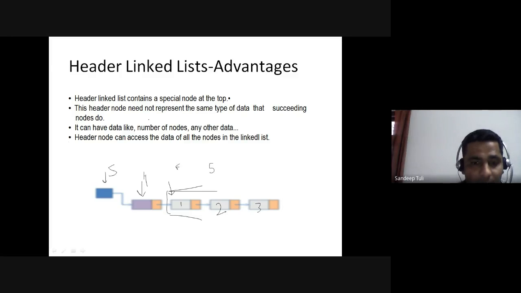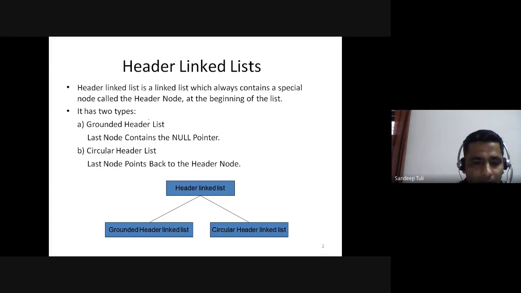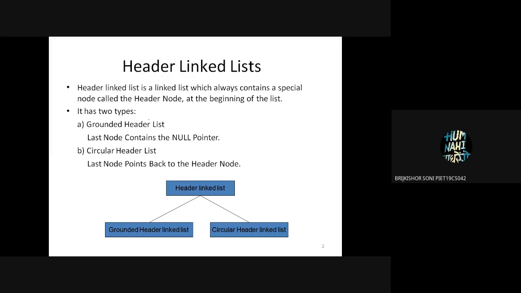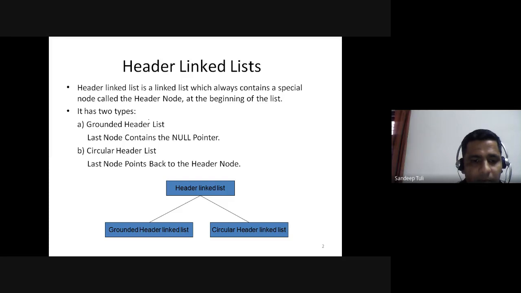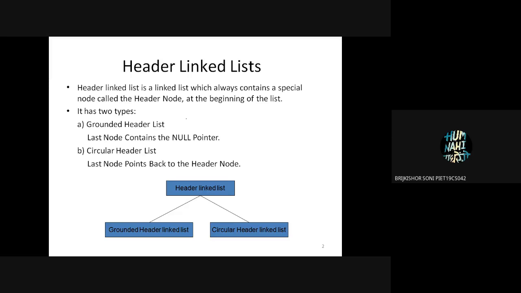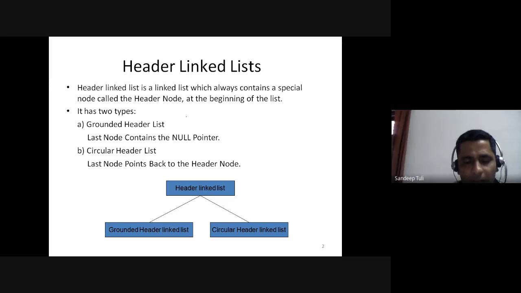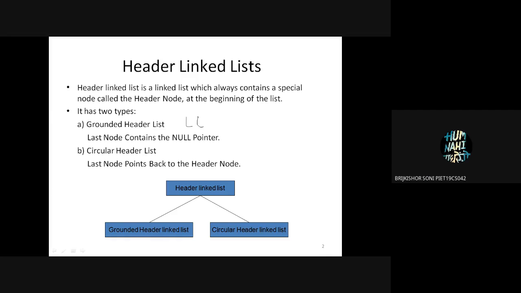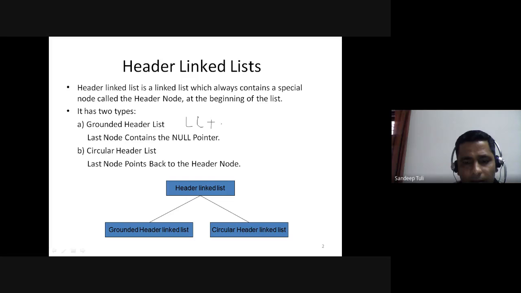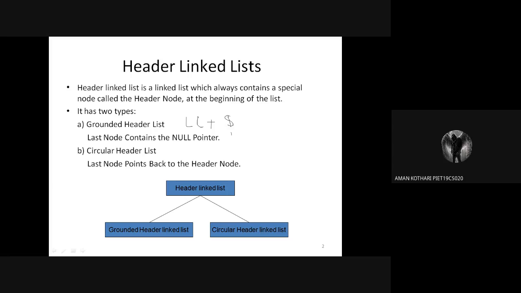Anybody wants to ask anything? Yes sir, clear. What is the difference between grounded and circular now? Can anybody else tell me? What is the difference between the grounded header and the circular header? Sir, the last node of the circular one points to the header. Grounded header is actually the single linked list plus a header node.